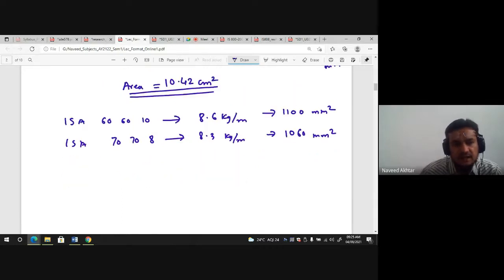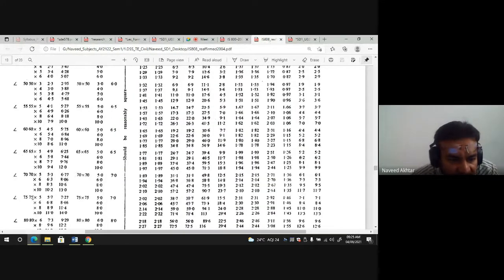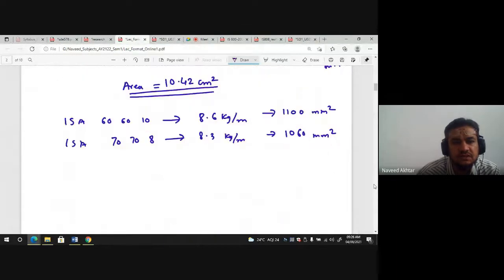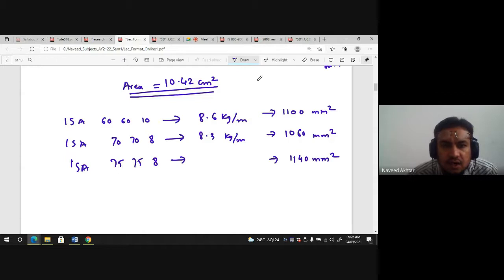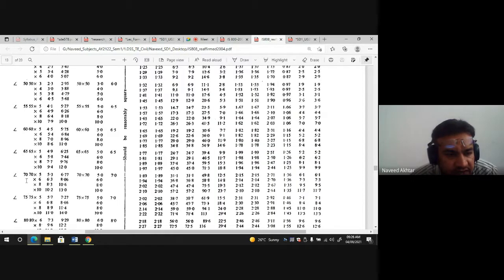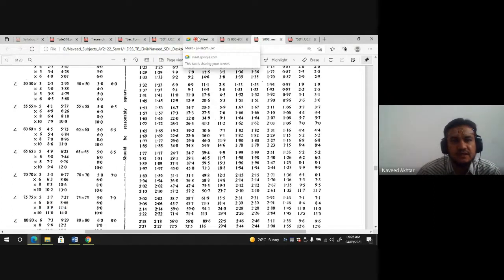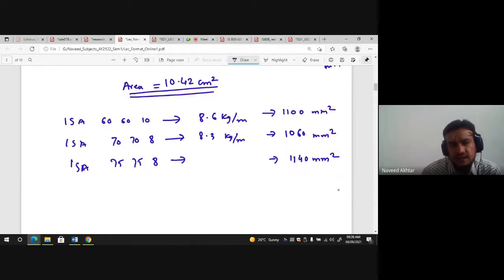नाउ ISA और सेक्शन देख सकते हैं हम लोग. ISA 75/8 का 11.4. यहाँ पर ISA 75/8, the area is 1140 mm². Okay. और इसका वेट क्या है वो देखेंगे। वेट है ISA 75/75/8 का वेट है 8.9 kg per meter. तो I will write here 8.9 kg per meter.